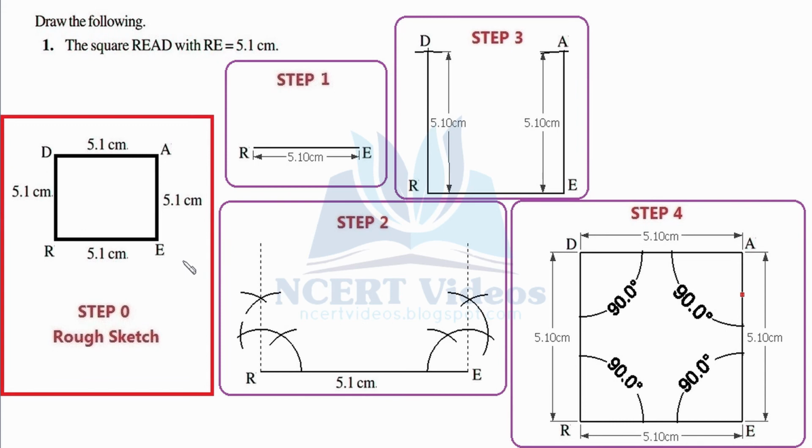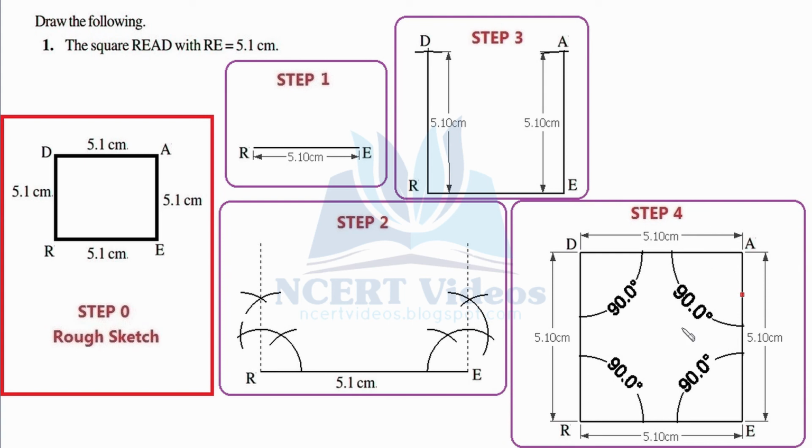In step number 4, it is just a matter of connecting vertex D with A using a ruler. And if you have constructed all the previous 3 parts correctly, then this dimension on the ruler must show 5.1 cm. If it is not the case with you, that means either you have constructed 90 degrees incorrectly or you haven't taken this distance of 5.1 cm correctly. Again, pause it and try to construct step number 4 by yourself.